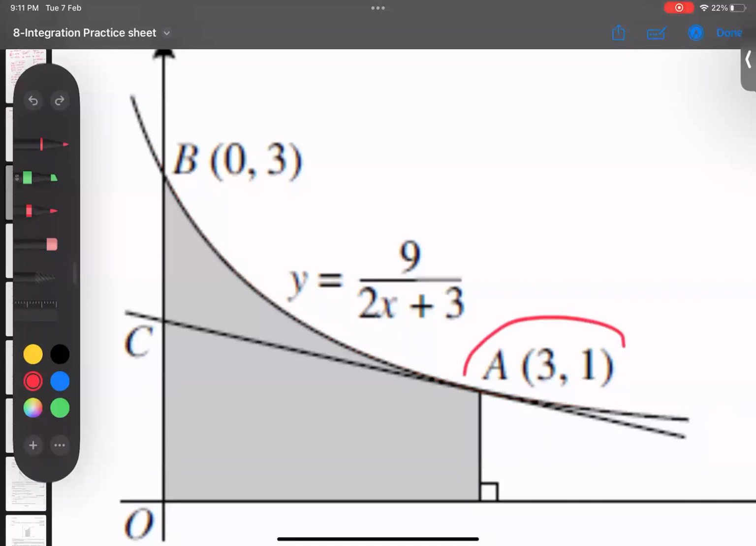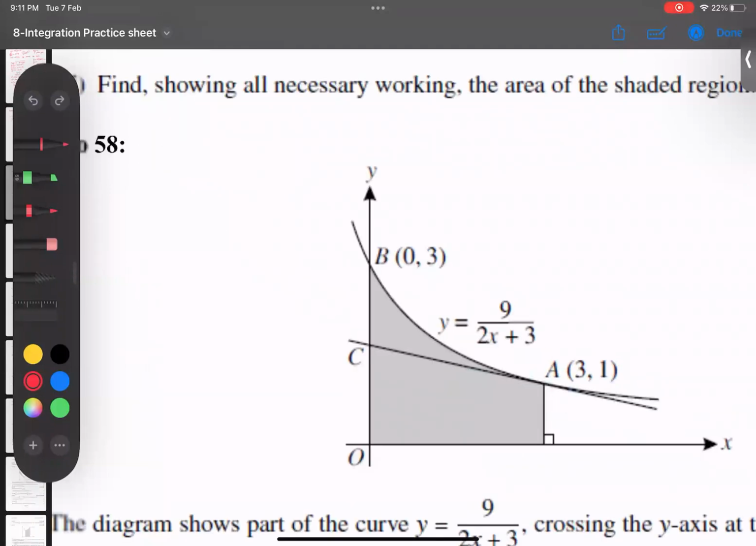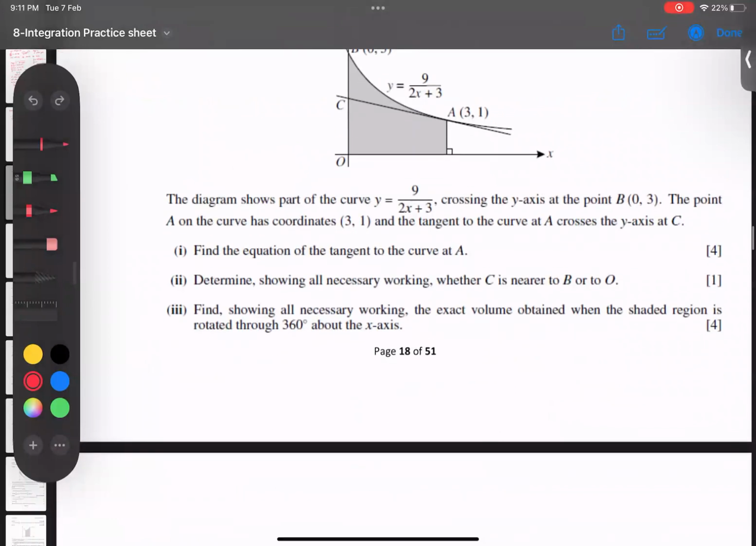So the point is given here. You know it very well, the equation of the tangent. What is the method to do it? The equation of tangent formula is very clear: y minus y1 equals m times (x minus x1). I will take x1, y1 from here, but where is m? m is called the derivative, so the gradient. And for your knowledge, gradient and derivative are the same.